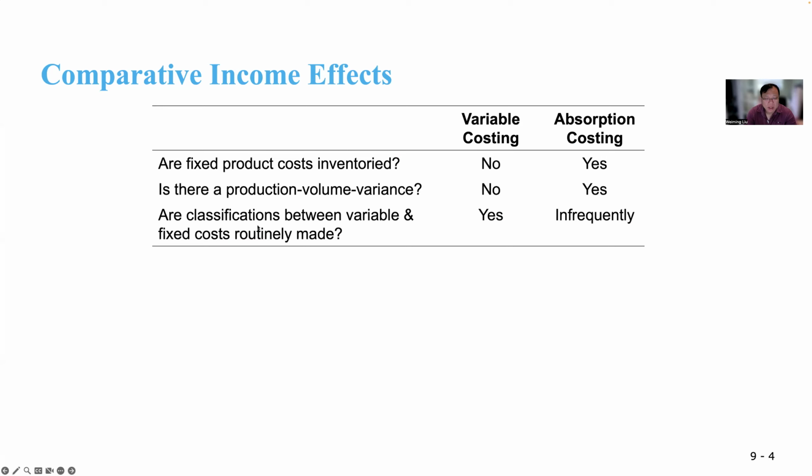So are classifications between variable and fixed cost routinely made? Under variable costing, the answer is yes, right? Because if you remember the format, you have to classify the cost into either variable cost or fixed cost, right? So that classification has to be routinely made, okay? But under absorption costing, it will be less frequent, right?